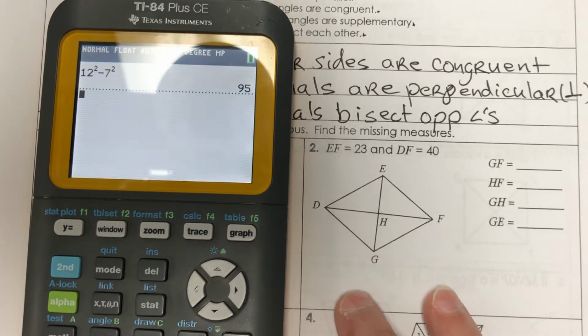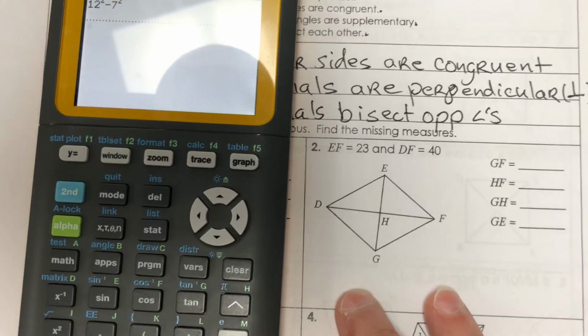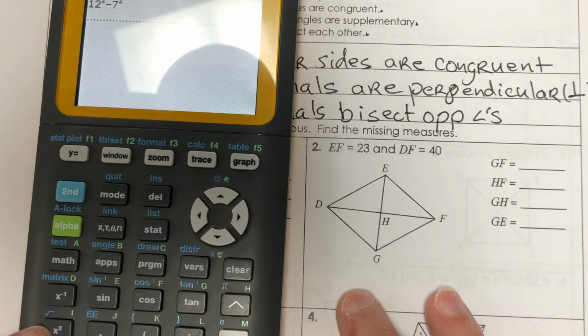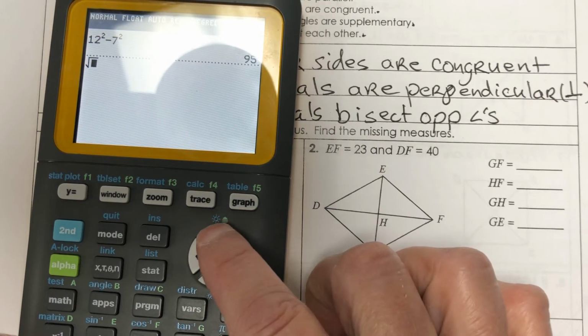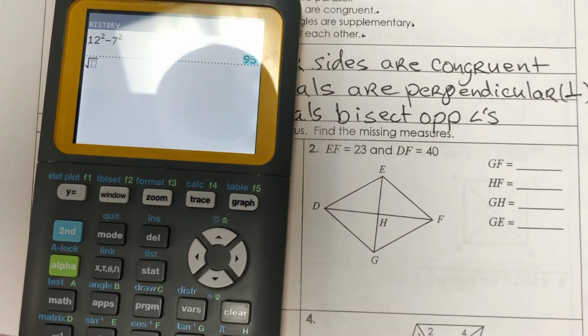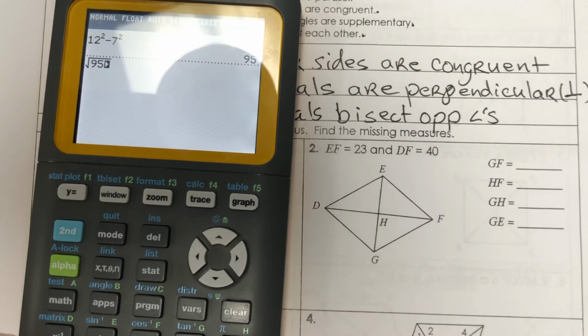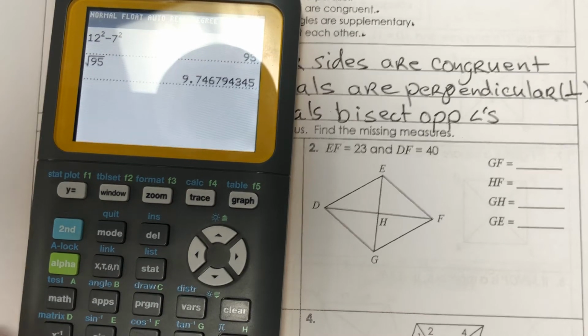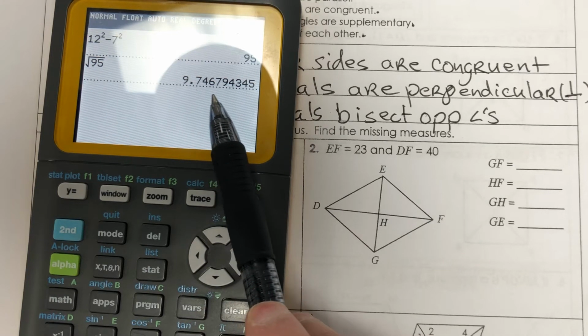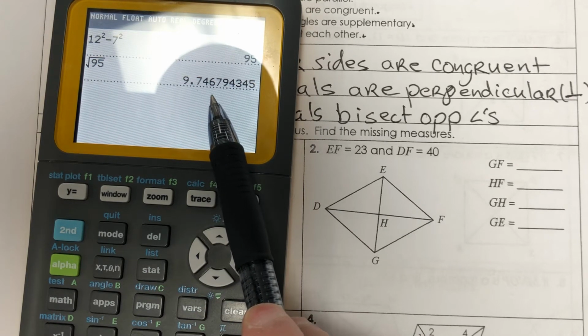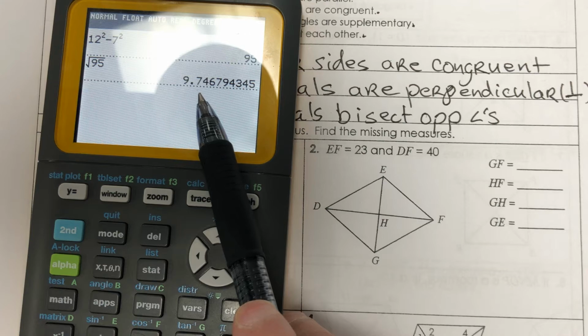So square root is typically the inverse function of your x squared. So I'm going to hit second x squared. That gives me my square root. And on this calculator, if I just hit my up arrow, it highlights my 95, and I can just hit enter again. I get 9.746. I'm going to round that. I look only at the number directly behind.